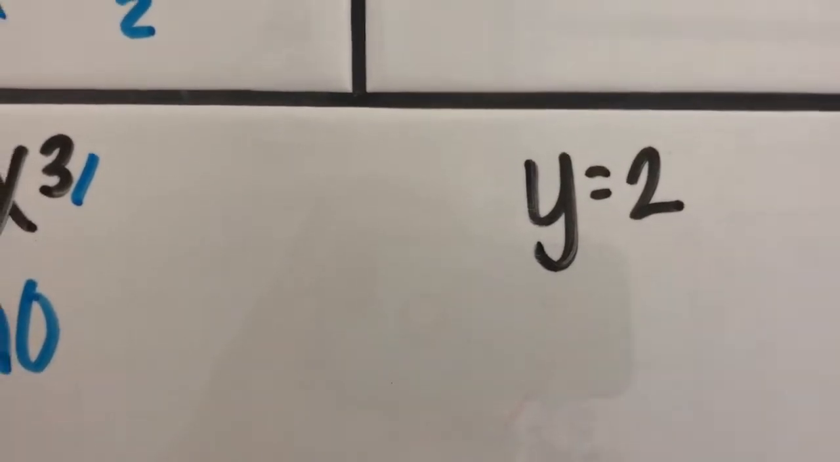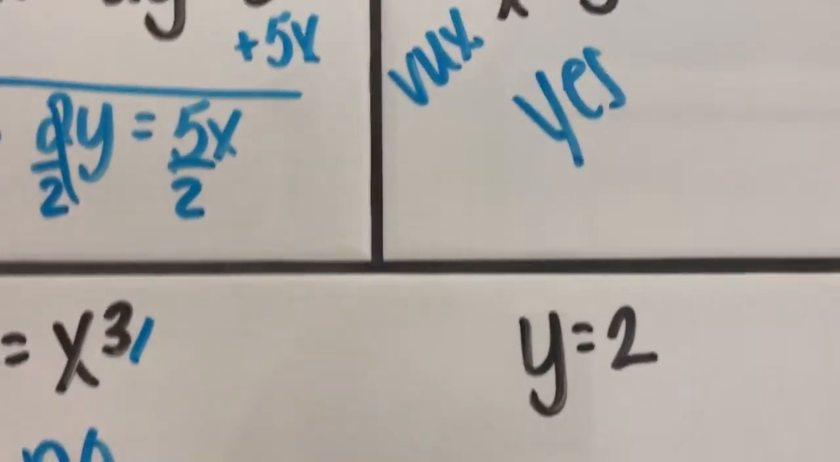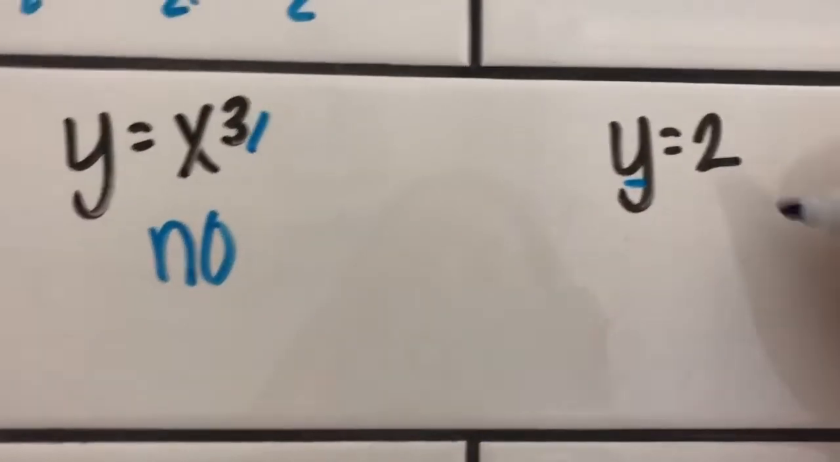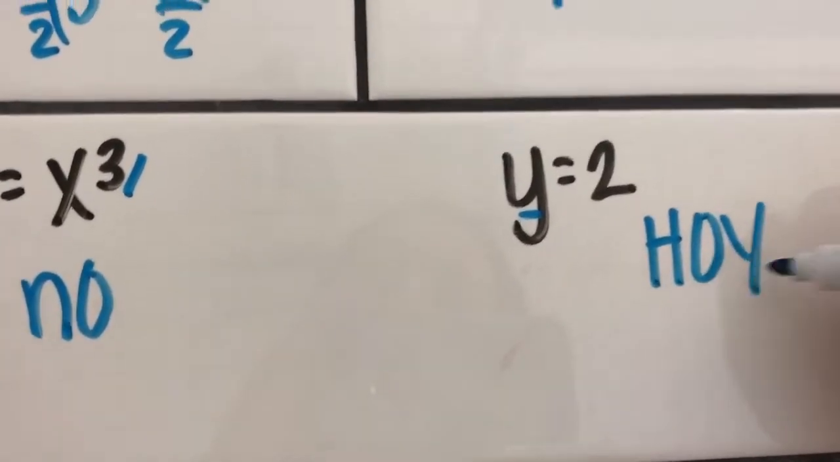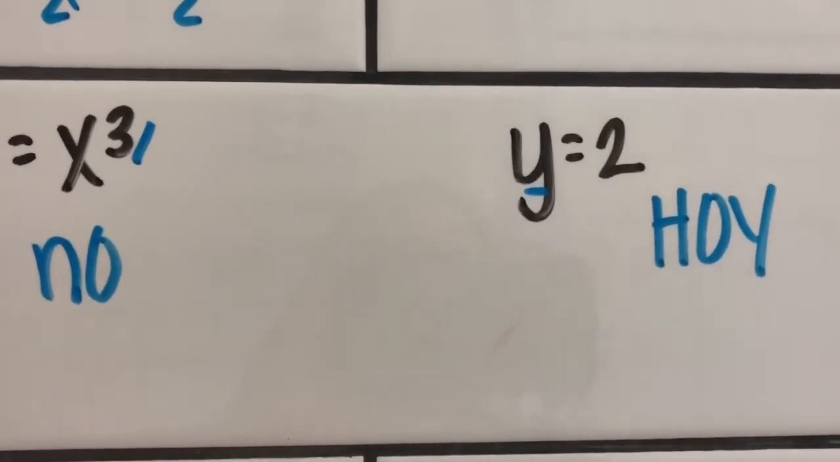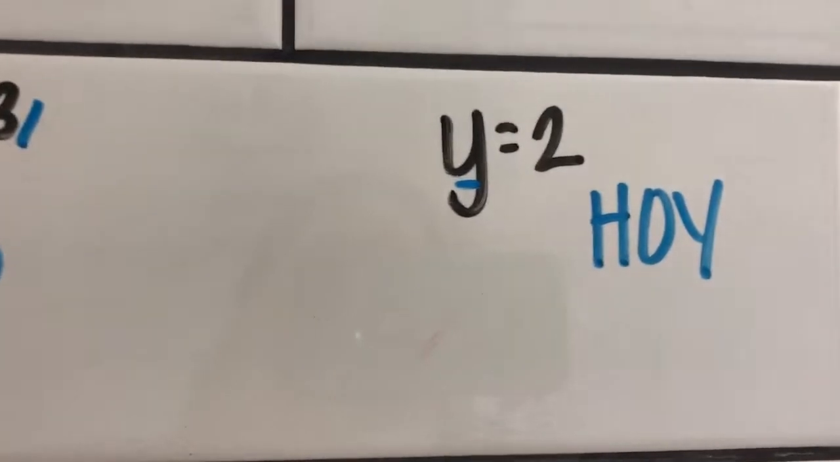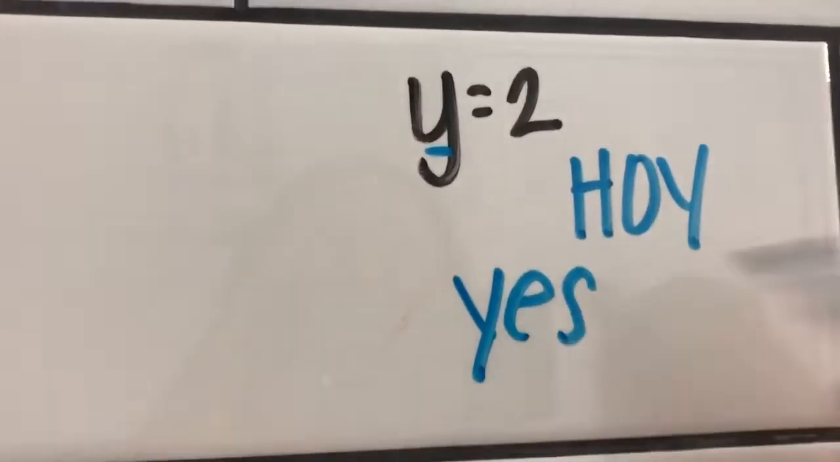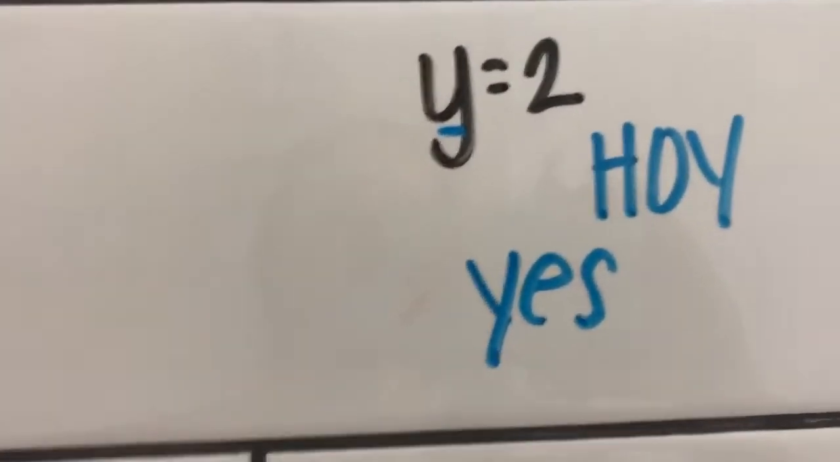Next one, another special case, just like up above. This one is not x though. I've got a y in it. This is y equals 2. So this is going to be a horizontal line through the y-axis at 2. That is definitely going to be a linear line. I can draw that with a ruler.